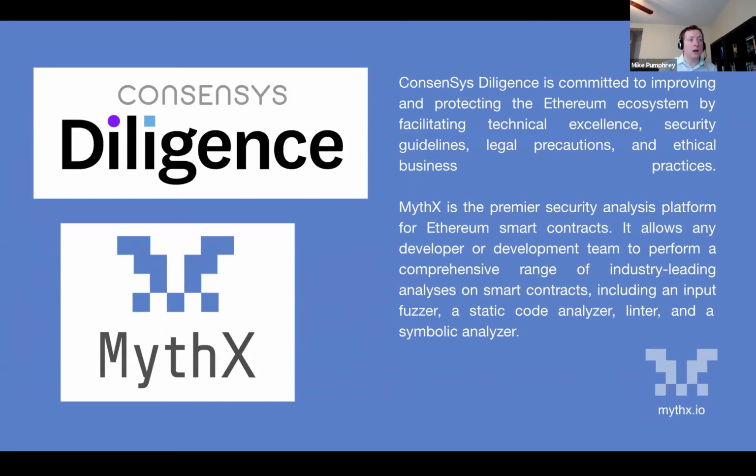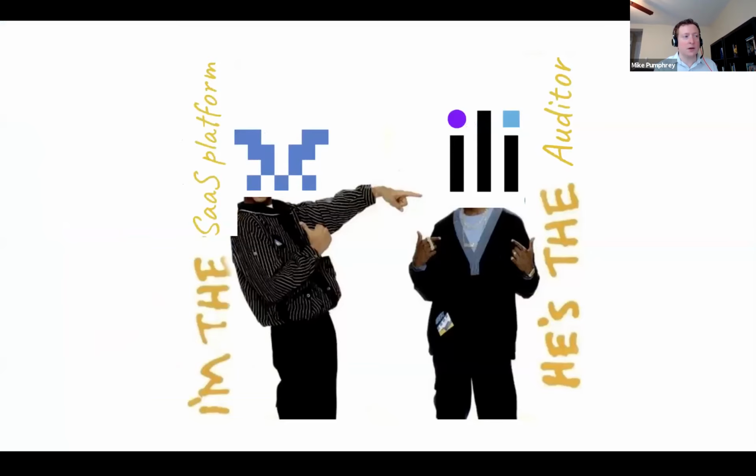And MythX, by contrast, is a security platform, a SaaS, that allows anyone to submit smart contracts for automated security analysis. So MythX includes, if you can read it here, lots of different tools: an input fuzzer, a static and symbolic analyzer, and a linter. When you use MythX as a service, you get all of that. So for those who aren't quite sure of the difference, I created this graphic. Diligence is the auditor. We're the SaaS platform. If you don't get the reference on this graphic, that's fine.